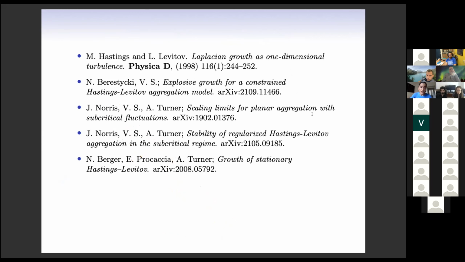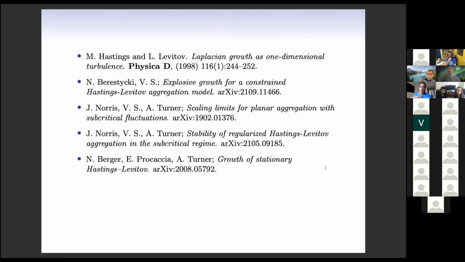So I'll stop here. Here are some references. The first one is the original paper by Hastings and Levitov, in which they define this one parameter family of models. The second is our explosive result with Nathanael. Then I included the two papers with James and Amanda on Hastings-Levitov clusters, unconstrained Hastings-Levitov clusters outside the unit disk, in which we analyze this two parameter family of models. And I also wanted to mention that recently Noam Berger, Eviatar Procaccia, and Amanda Turner published a paper on stationary Hastings-Levitov clusters on the upper half plane.